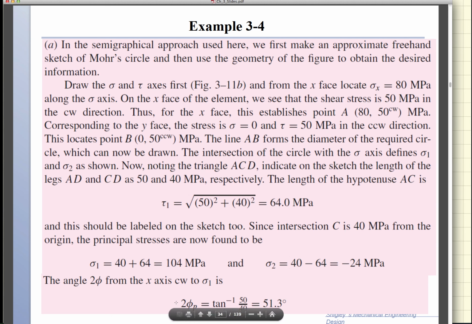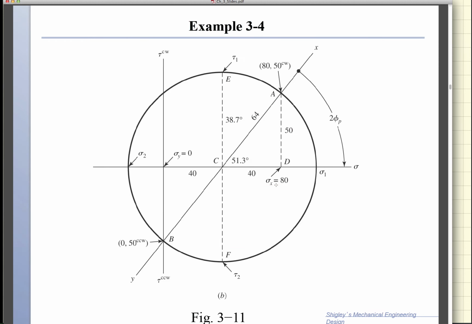And I need to find the 2 theta p, tan inverse, 10 minus 1, and I find it to be 51.3. So with that in hand, I'm able to draw the circle. Notice that point A flipped over to the top because the 50 is clockwise, which is positive in our convention here for Mohr circle. So the diameter becomes AB, as you can see here. The center is at a distance of 40 from the origin of the coordinates, and the radius of the circle is 64, and then this is the angle 2 theta p.